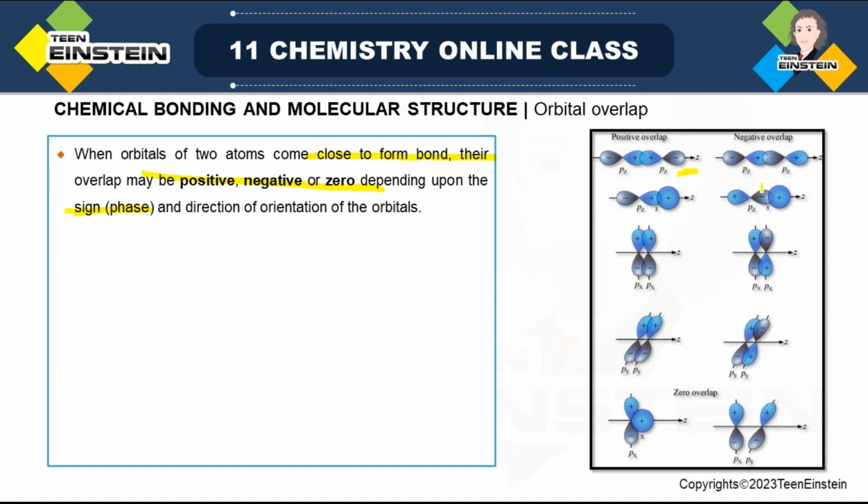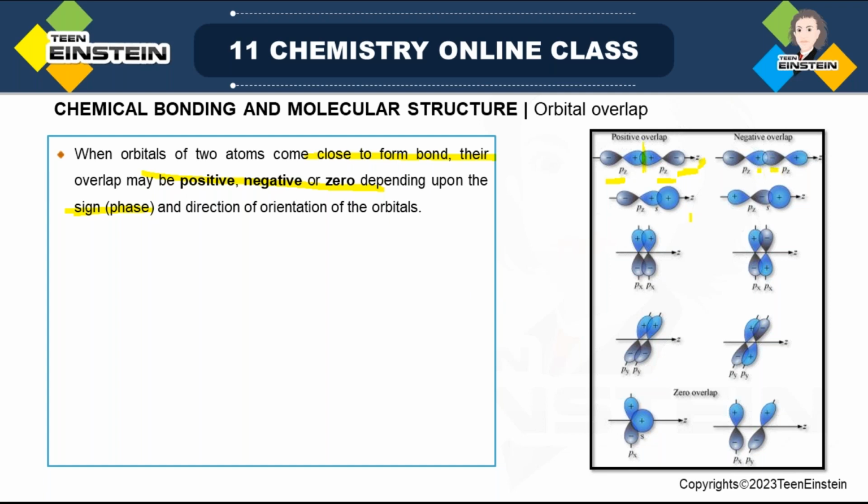So let's see what is positive overlap. Here we have 2pz, and as it is pz, it will be lying on the z axis, with the positive phase in blue color and the negative phase in black color. The 2 blue parts are coming close to each other. This is the overlapping zone, and there will be formation of a bond. Now if the black one is oriented towards another pz, that is plus and minus, this is negative overlap.